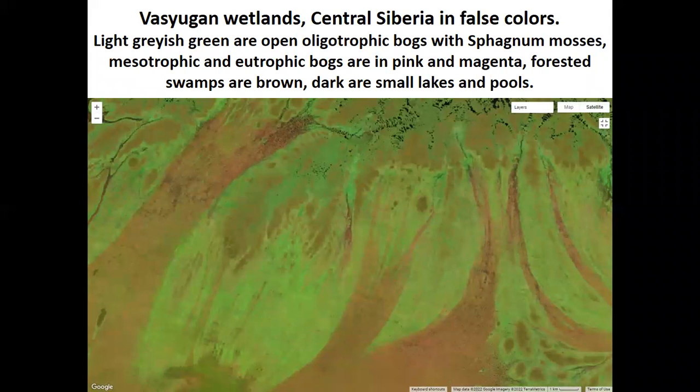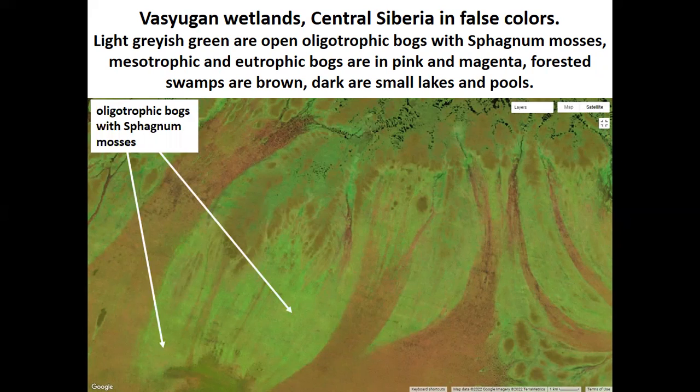And a few more unusual examples. For example, this is a huge wetland area in central Siberia, the Vasyugan wetlands, also in false colors, and you could see just different types of wetlands. There's virtually no forest here, no real forest at least. But you could see here different types of bogs and swamps.